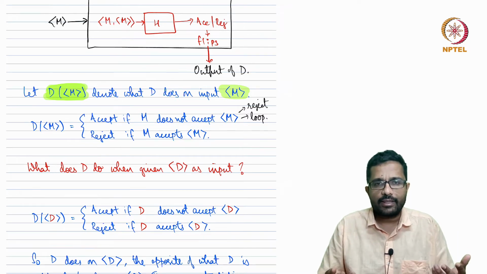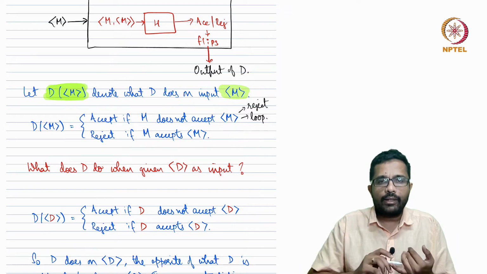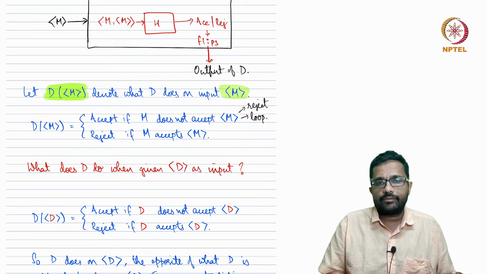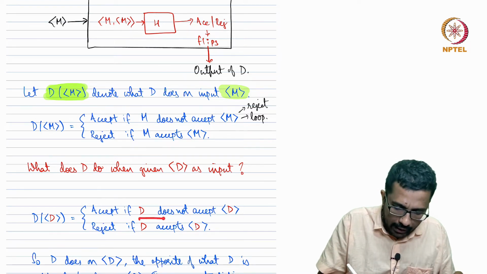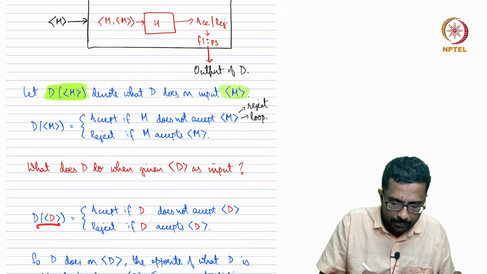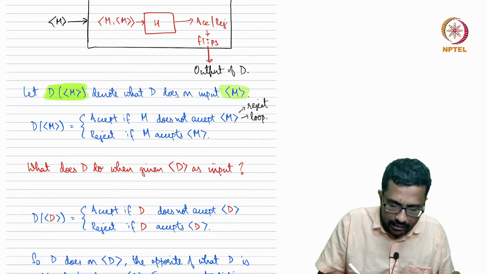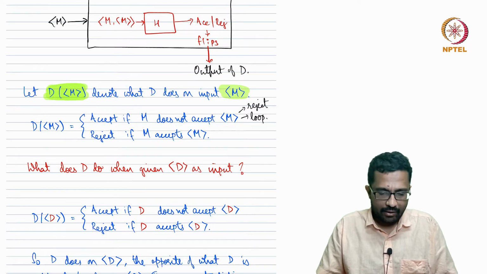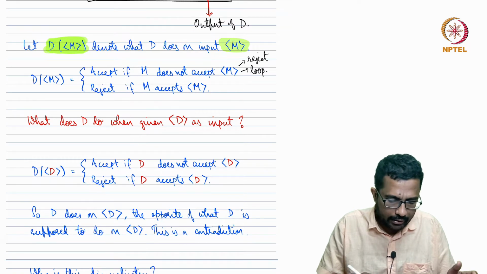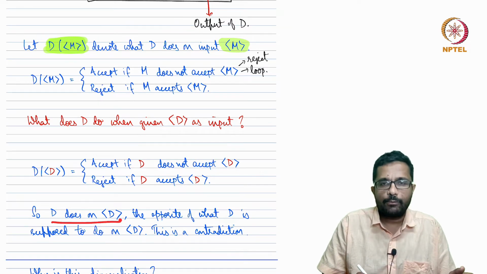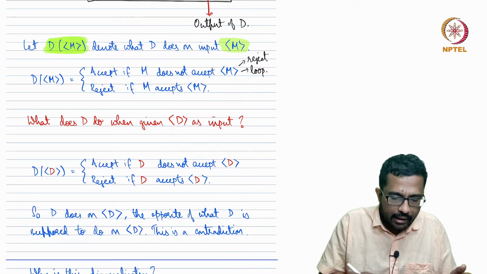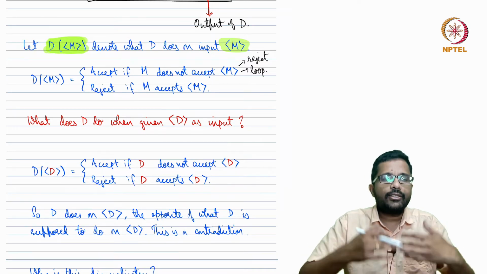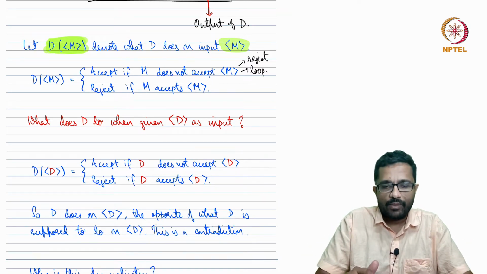So this does not make sense. What we are saying is that whatever D does on its own description as input, D is supposed to do the opposite of that, right? Suppose D does not accept D, then D is supposed to accept D. Suppose D accepts D, then D is supposed to reject D. So it doesn't make sense. So that's the contradiction. Whatever D does on its own description as input, it has to do its own opposite.